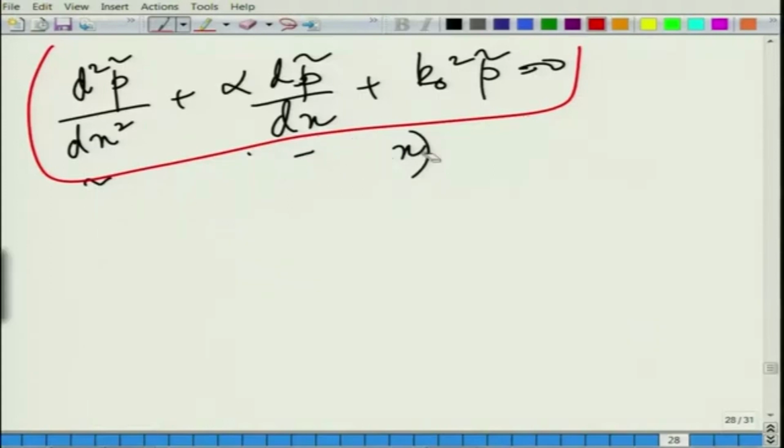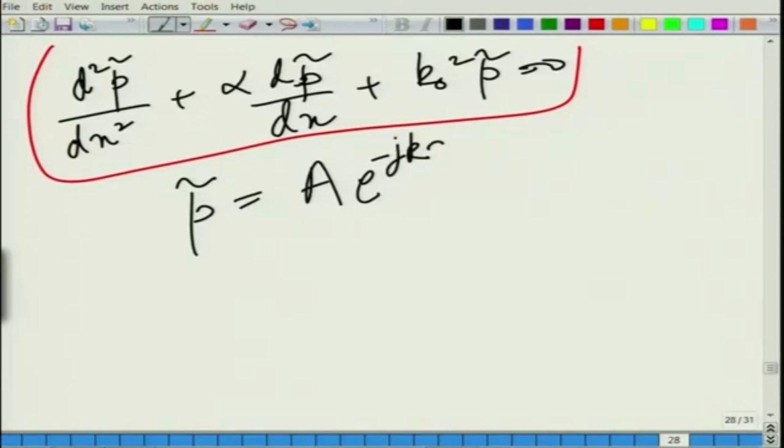Let us consider p tilde to be, let us say A as a constant, times e to the power minus j k x into e to the power j omega t. We need to find k. Now, k is different from k naught, that is k is not equal to k naught. K naught, remember, is omega by c; k is some other exponential constant. When you substitute this here, we can neglect the time part because it is already taken care of. Let us say A is a constant, it will be taken out everywhere, so I will not bother writing it.